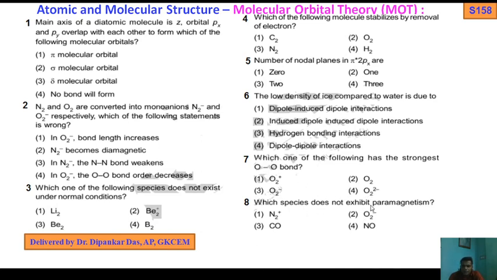Which species does not exhibit paramagnetism? N2 plus, CO, O2 minus, NO.